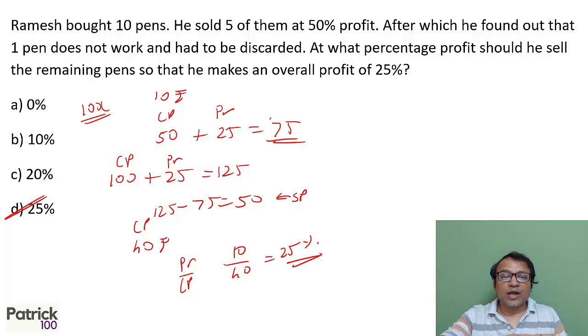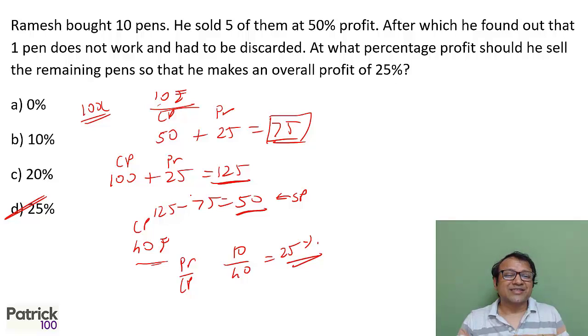So he initially sold 5 pens at 75, assuming cost price is 10. Total he has to have 125, so he has to sell the remaining 4 pens at 50 rupees, making 10 rupees profit because the cost price is 40. Which is 25%.